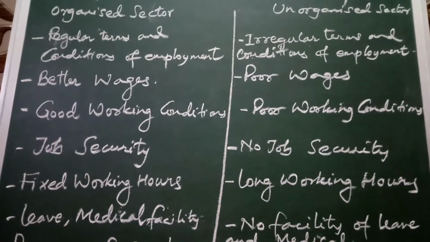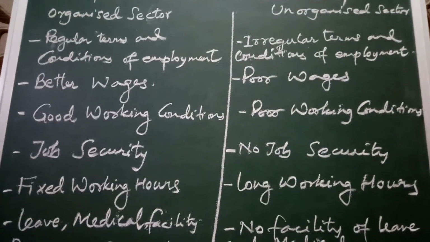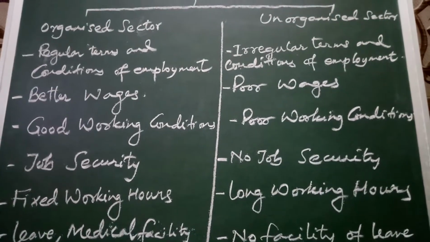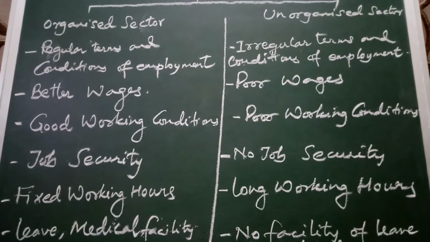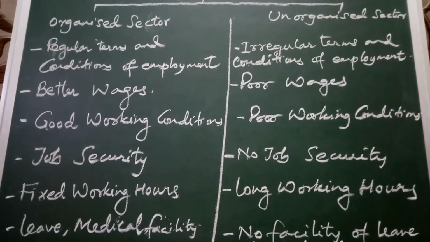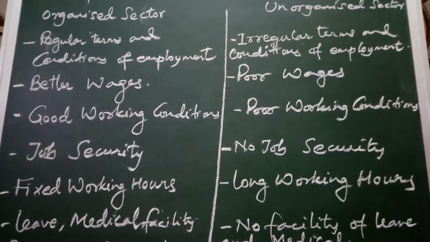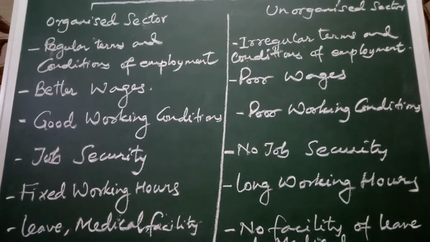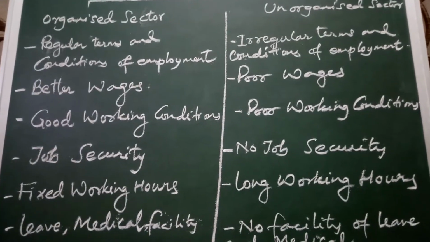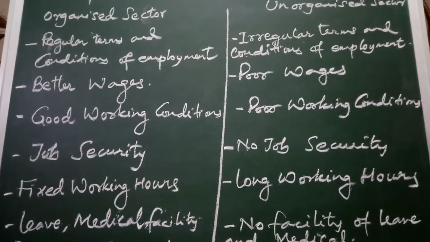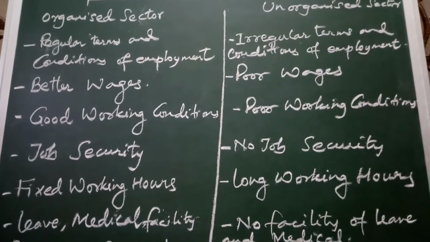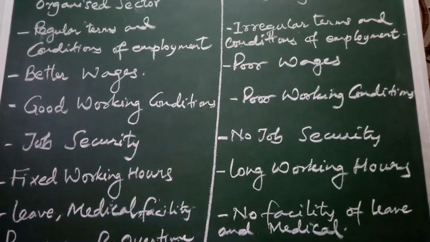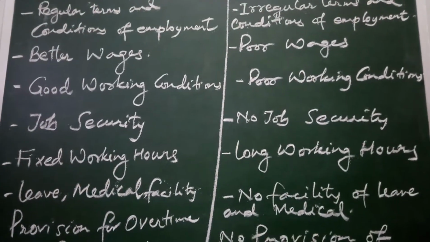In organized sector, regular terms and conditions of employment are there, whereas in an unorganized sector, irregular terms and conditions of employment is there. Point number 2, organized sector provides better wages to the workers working in it, whereas in an unorganized sector, workers they are getting poor wages. In an organized sector, worker has good working condition, whereas in an unorganized sector, worker is having poor working conditions. Worker has job security in an organized sector, whereas in unorganized sector, workers do not have job security.